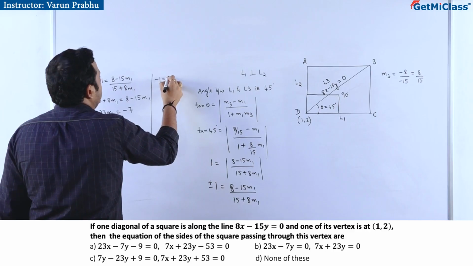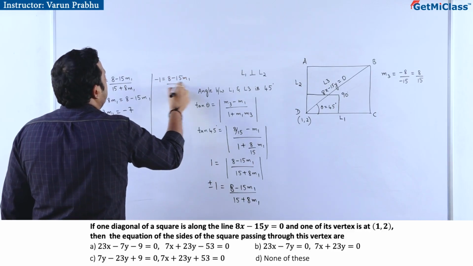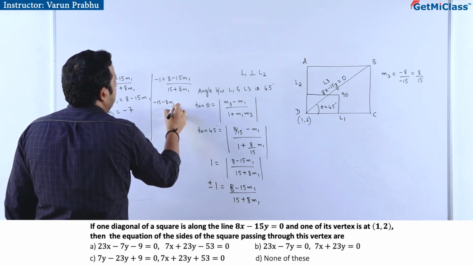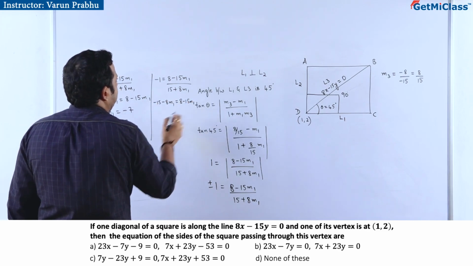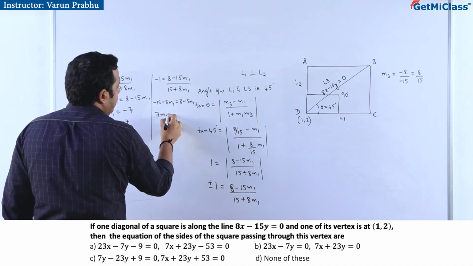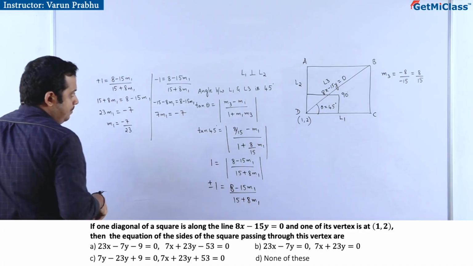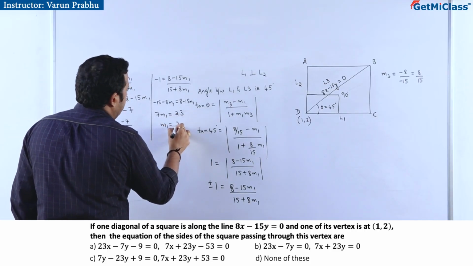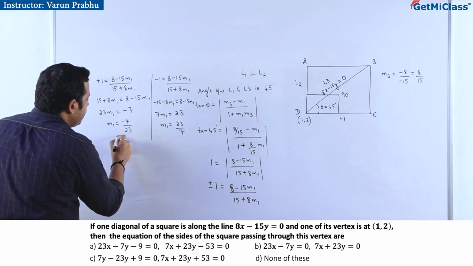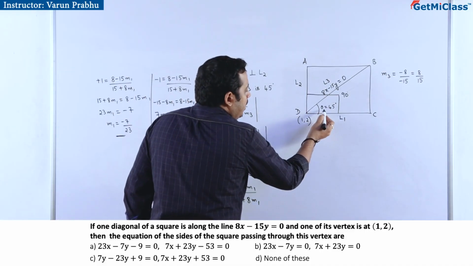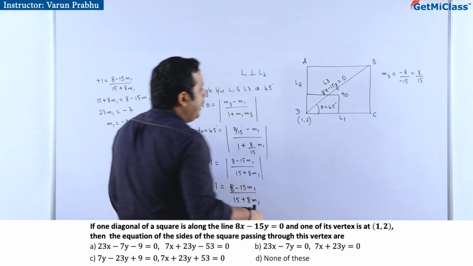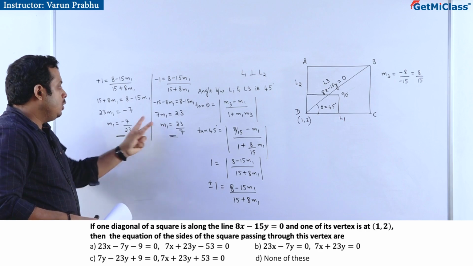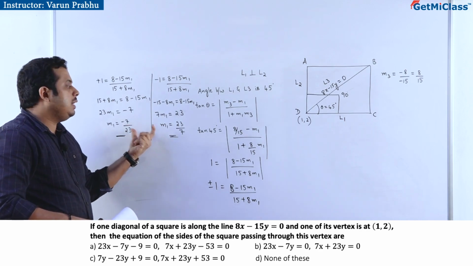Similarly, if I say minus 1 is equal to (8 minus 15 m1) divided by (15 plus 8 m1), then minus 15 minus 8 m1 equals 8 minus 15 m1. So 7 m1 is equal to minus 7 times... 8 plus 15, so this is 23, correct or not? So m1 is equal to 23 by 7. It only justifies what now? If you take one angle 45 degrees and another angle 45 degrees, if the slope is negative, tan 45 is nothing but tan of 135, right? So these two lines are becoming perpendicular to each other. That's the meaning of it.